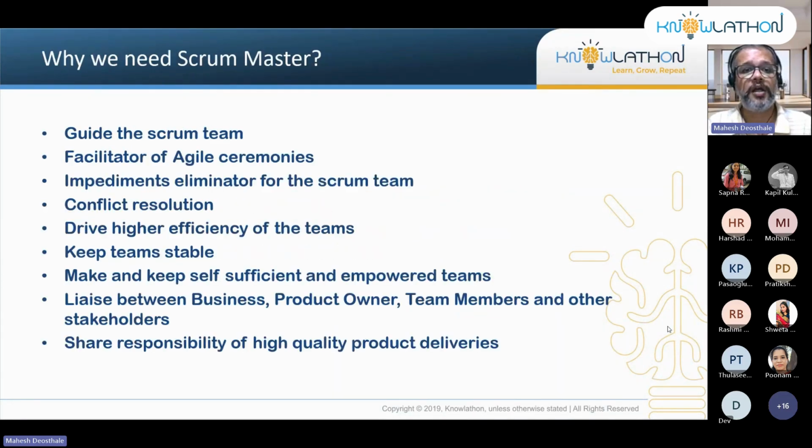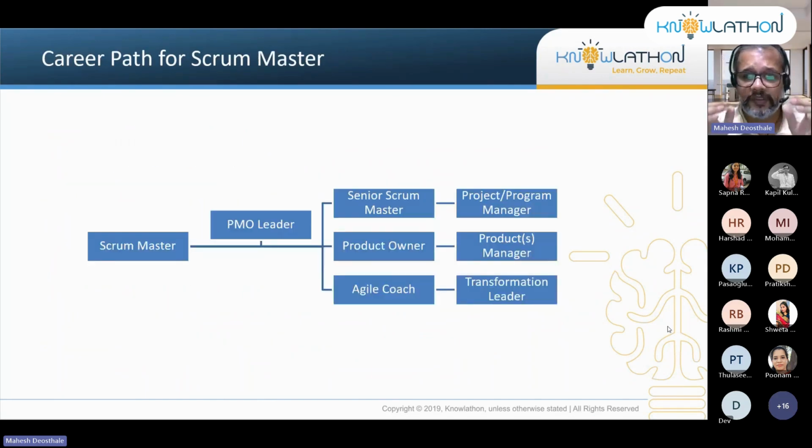As we saw, making and keeping self-sufficient and empowered teams is one of the reasons why we need this role. It is the role of the Scrum Master to empower the teams working on the ground and give them the confidence so that they can come up with innovation ideas. One person, or maybe two, three, four Scrum Masters within the project, will not be able to bring it, but they will have to create an environment which is so collaborative and built on trust to drive any innovation.